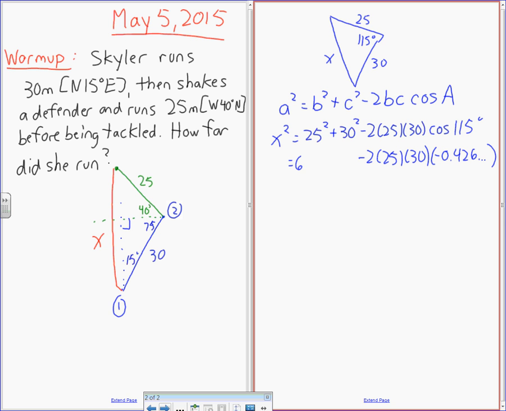25 squared is 625, and 30 squared is 900. Now, you're saying, why does that matter? Because cos 115 is negative, you're actually adding this part at the end. Two negatives going on there, so just be careful of that. The number should be bigger than 1525 when you square root it, because of the two negatives.